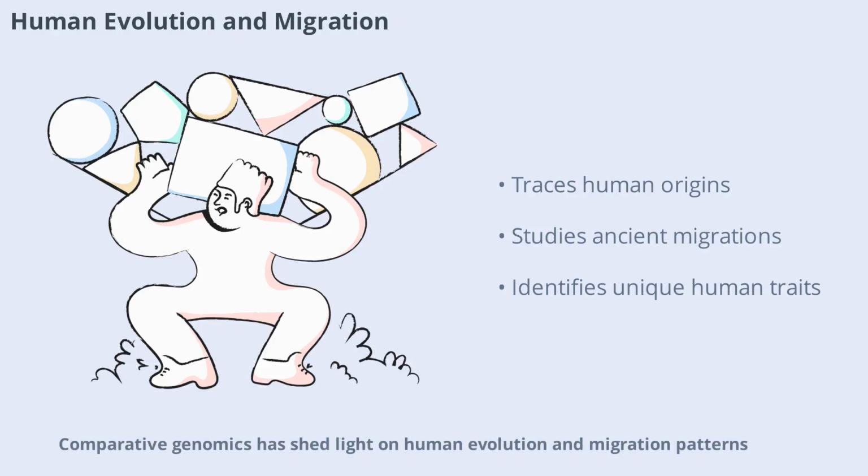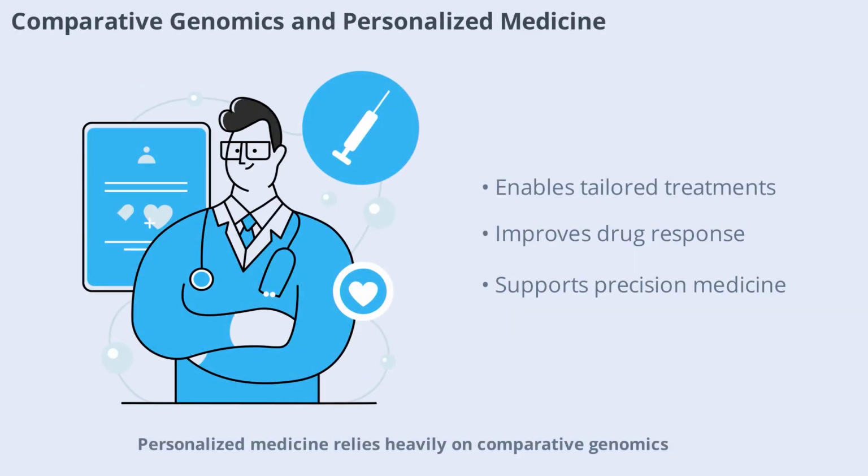Comparative genomics has shed light on human evolution and migration patterns. By analyzing the genomes of modern humans, ancient hominins, and our closest relatives, such as chimpanzees and Neanderthals, scientists can trace the origins and movements of human populations. This research uncovers genetic changes that distinguish humans from other species and reveals how our ancestors adapted to diverse environments around the world.